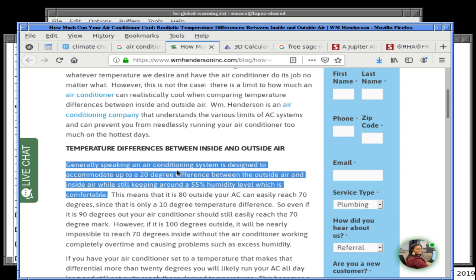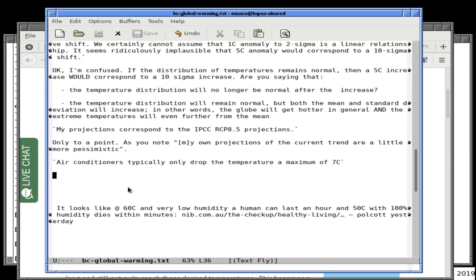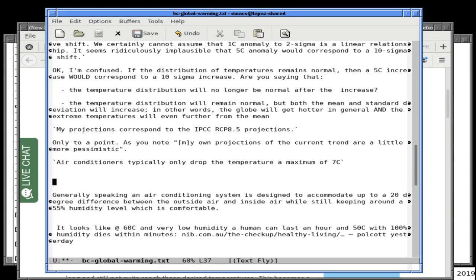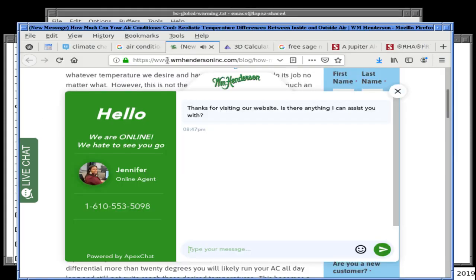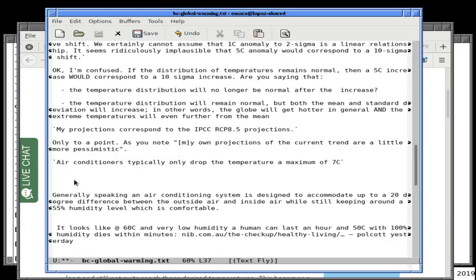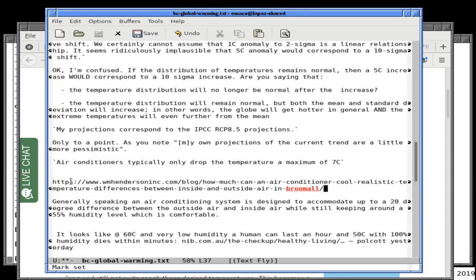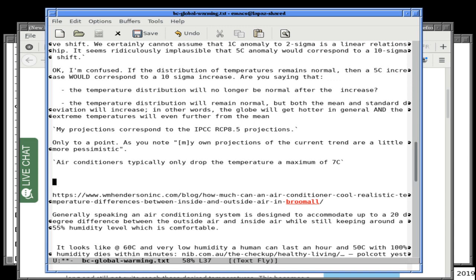But let's see. I'm going to just put this down and give a source, but I want to put the different source that says, yeah, you can actually get colder than that. The direct air coming out of the air conditioning itself is going to be frigid cold. But that may not be an issue.